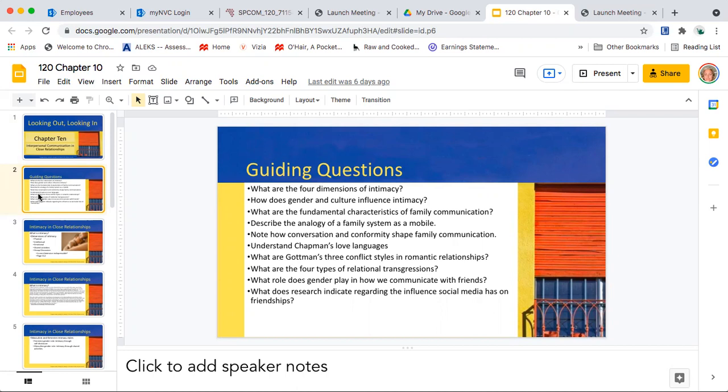Understand Chapman's love languages. What are Gottman's 3 conflict styles in romantic relationships? What are the 4 types of relational transgressions? What role does gender play in how we communicate with friends? And what does research indicate regarding the influence social media has on friendships? So those are all the things that you should be able to answer when you're done reading the chapter.